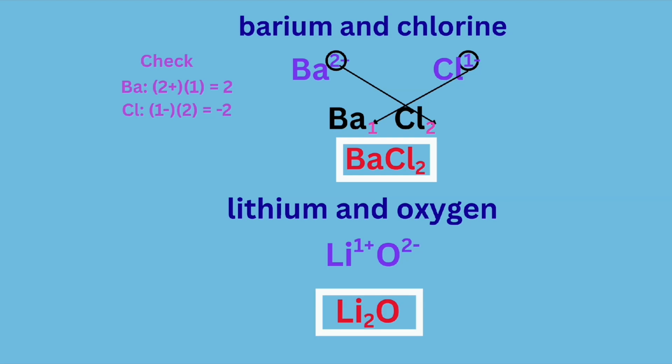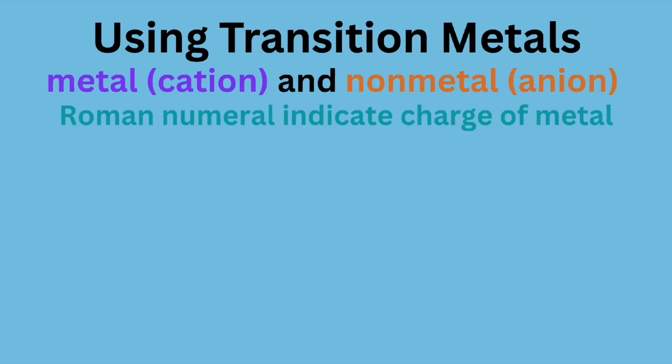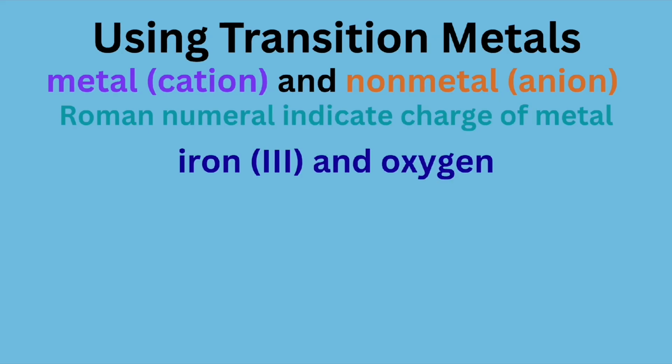Okay, it's time to look at transition metals. Transition metals have multiple charges, as we mentioned before. They are all cations, but with the exception of zinc and silver, you have to look at the Roman numeral to determine the charge of your transition metal. So let's look at our first example. You have iron 3 and oxygen.